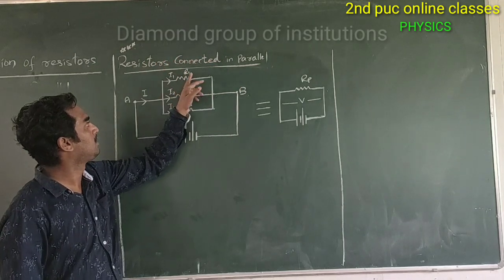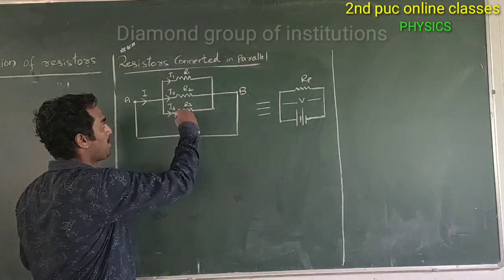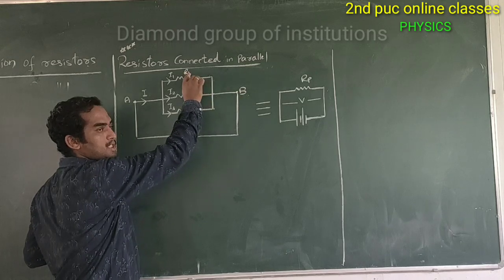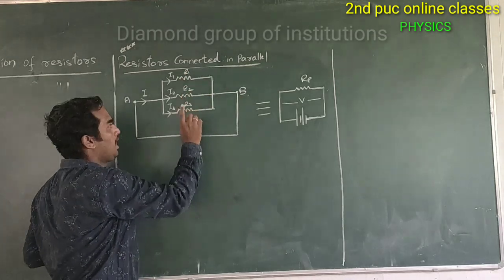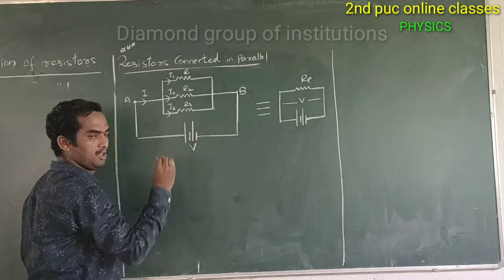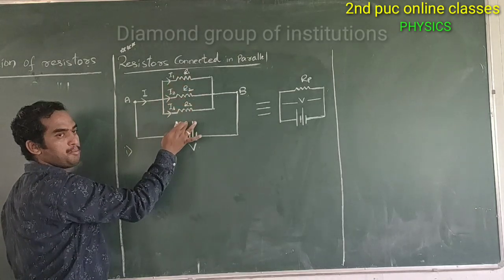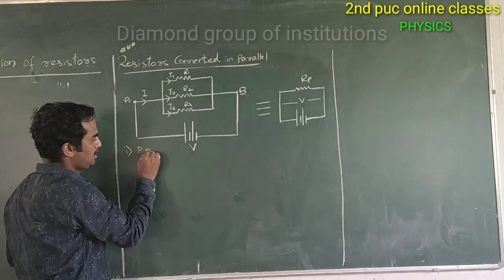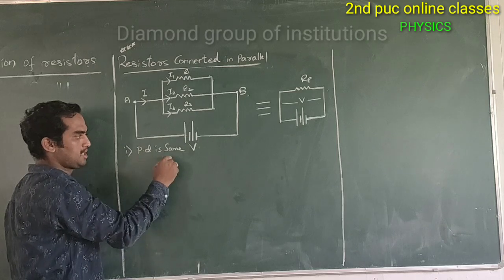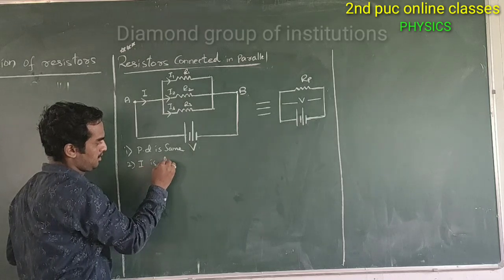The next derivation: resistors connected in parallel. Here we consider three resistors R1, R2, R3. They are connected one by one between the points A and B, having resistances R1, R2, R3. What is the current here? I. The potential difference is V. When the resistors are connected in parallel, the potential difference is the same across each resistor, whereas the current is different.